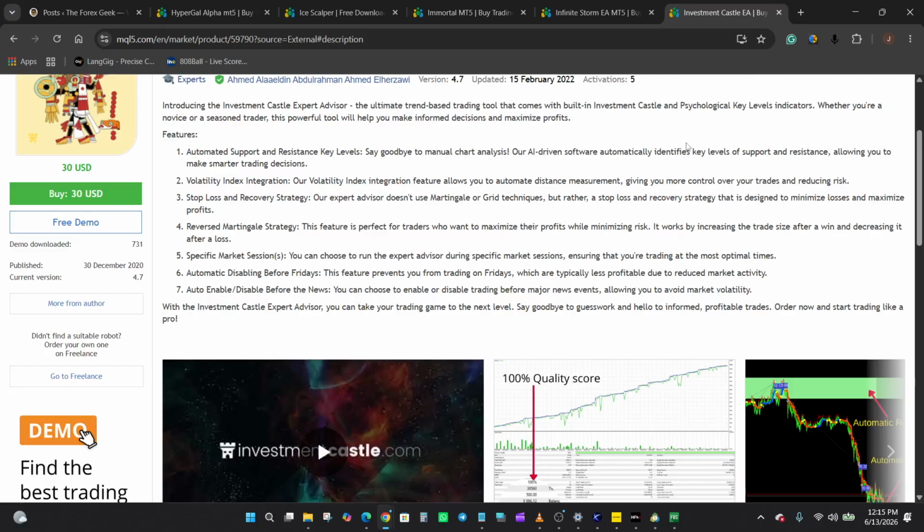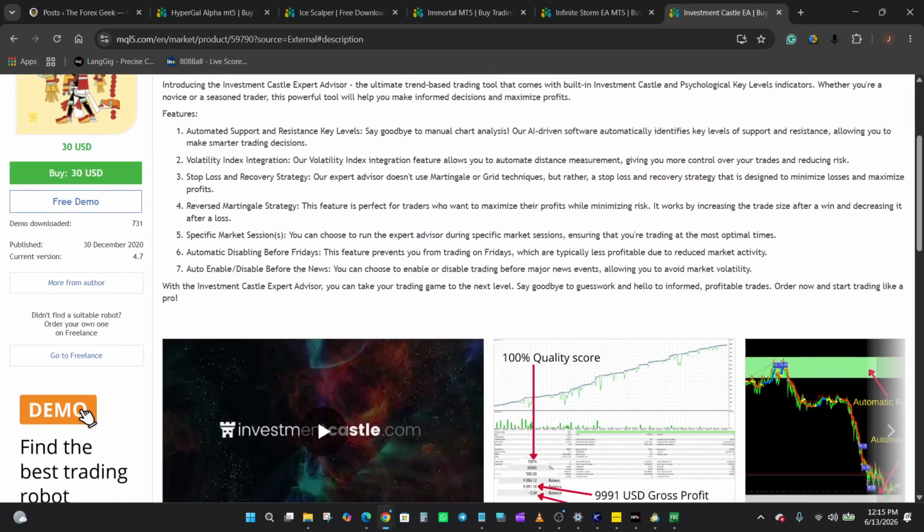As I move further down the feature list, the EA also includes a reversed martingale function. According to the description, this increases trade size after winning trades and decreases trade size after losing trades. The idea behind this approach is to adjust position sizing based on previous outcomes rather than continuously increasing exposure during losing streaks.